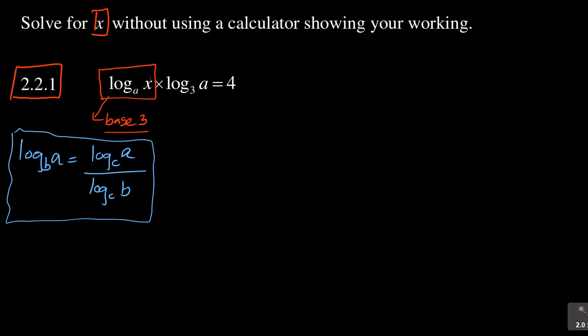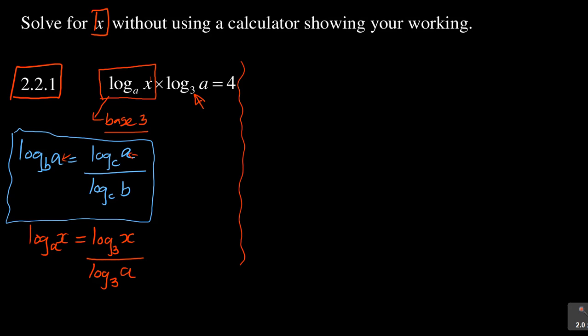I want to change log base A of x into base 3. Why am I using base 3? Because I have a base 3 there, so I want to match the bases. So I will have log base 3, where you can see the A is the one that we start with. So here I'll start with x over log base 3 of A. So this is how I've managed to transform that.